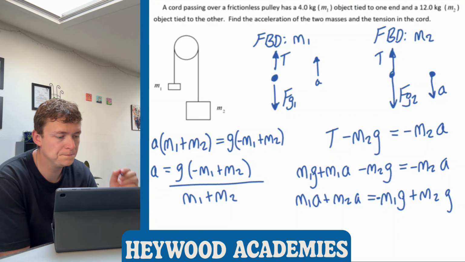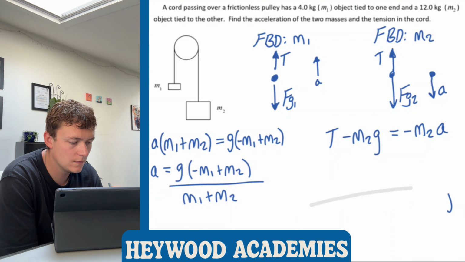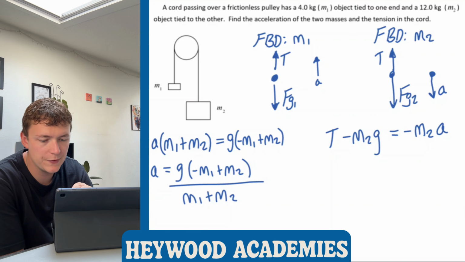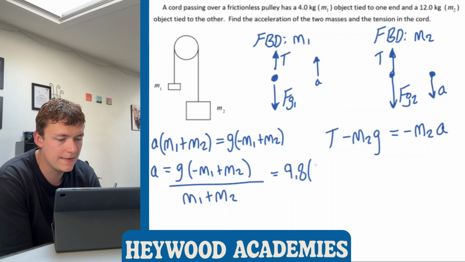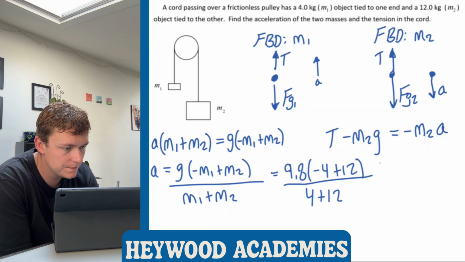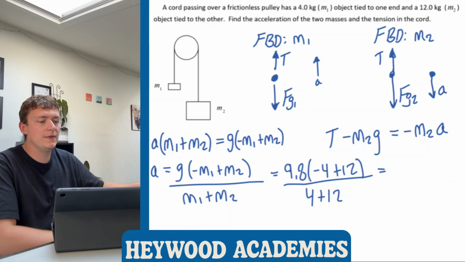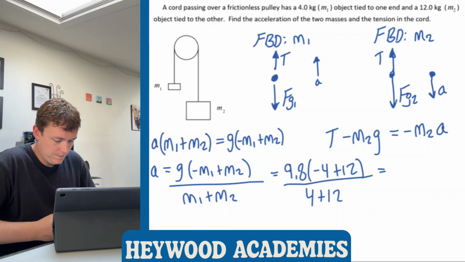Okay, there we go. Now I'm going to get rid of these and this. I'm going to leave that top equation there because I'm going to need it here in a second. But let's plug in our numbers here. Negative 9.8, and then the masses we have minus 4 plus 12, and then 4 plus 12. So let's plug that in, and then we'll get our acceleration, and we can go from there.